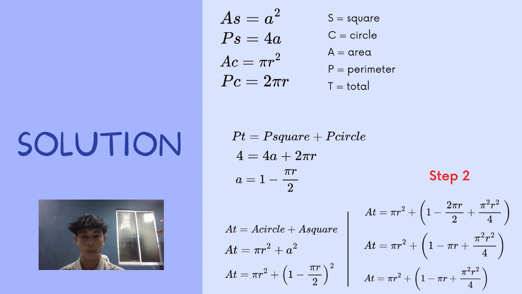So the equation for area total equals area of the circle plus area of the square, so pi r squared plus a squared. Then we substitute a with the equation from the total perimeter. So it will be pi r squared plus (1 minus pi r over 2) squared. Then we have to expand it. It will be 1 minus 2 pi r over 2 plus pi squared r squared over 4. Then the 2 pi r over 2, we can simplify it until we get pi r squared plus 1 minus pi r plus pi squared r squared over 4.